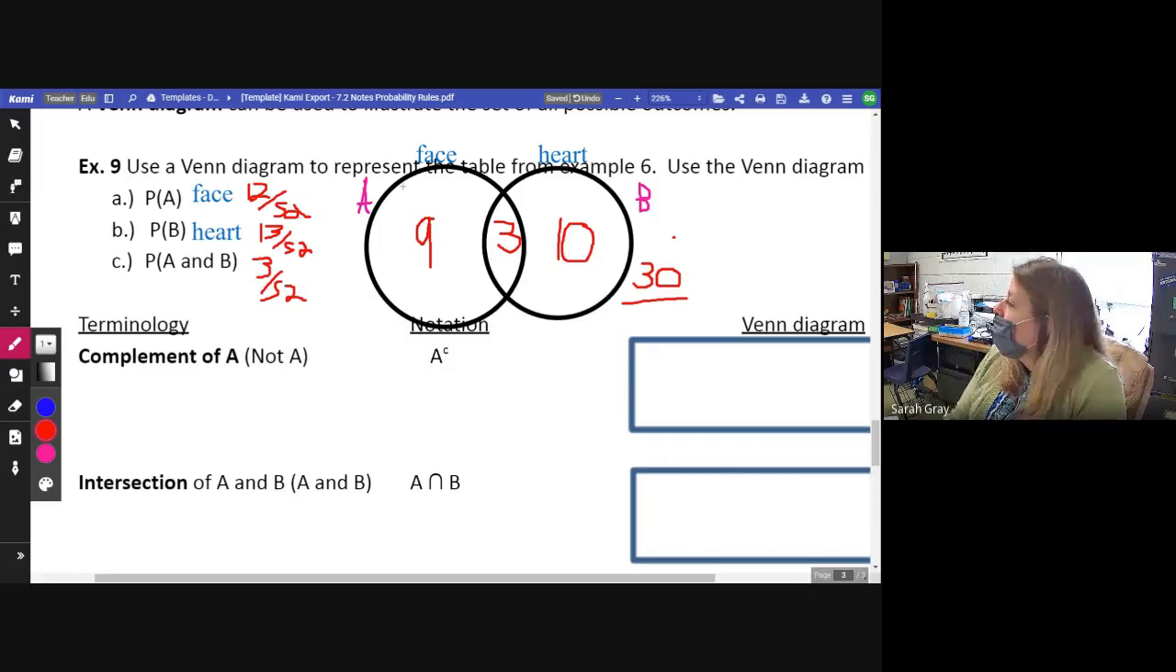Okay, so that's how we are going to use Venn diagrams. You're just going to put the number of items in there instead of listing them all. You could list ace of hearts, king of hearts, king of spades, whatever, but that's going to take you forever.